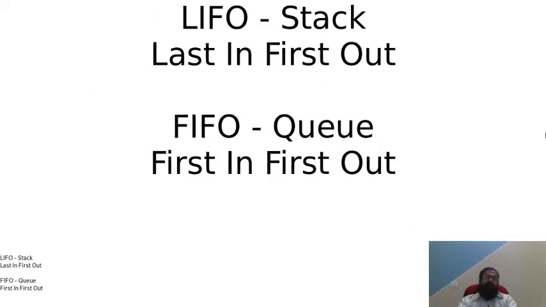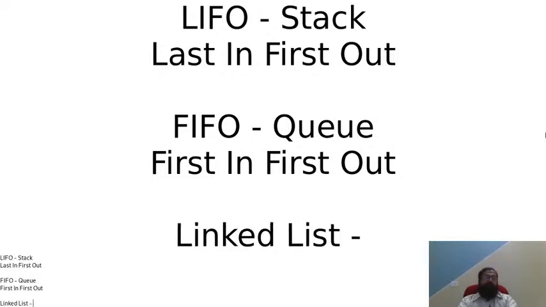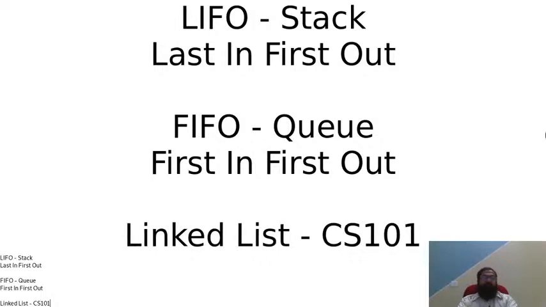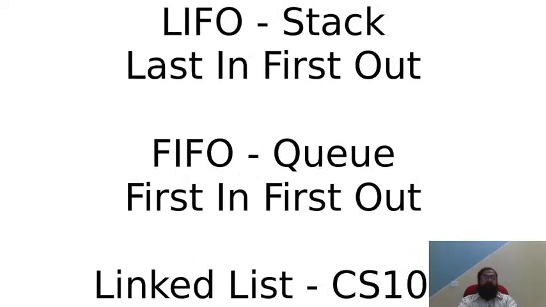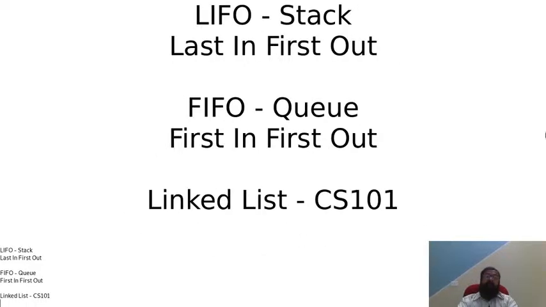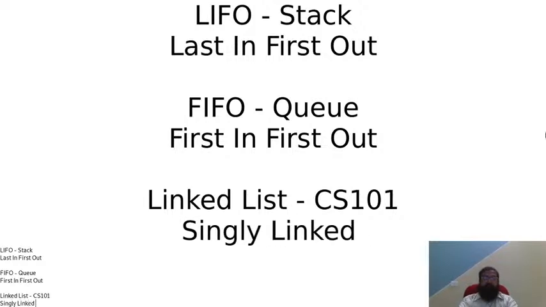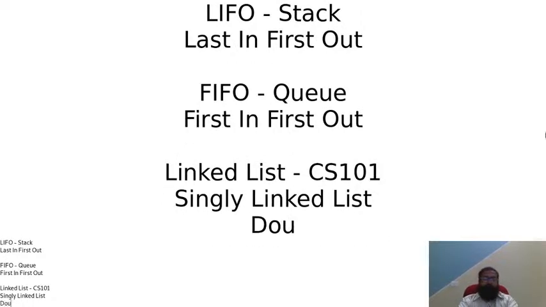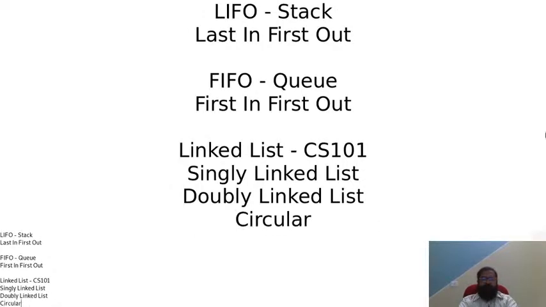Then we have certain things like linked list. You have learned linked list with me in CS101. Do you guys remember that? Yes, sir. Yes. So linked list is something that they are going to learn in data structures, and then they are going to learn different varieties of linked list over there: singly linked list, doubly linked list, circular linked list, etc.